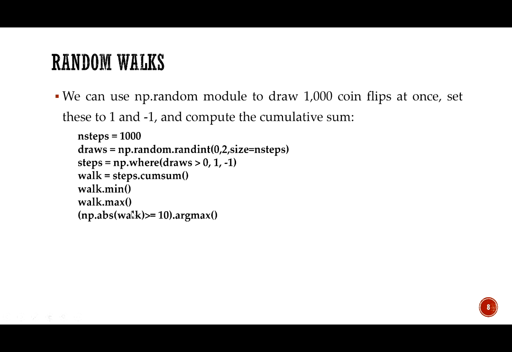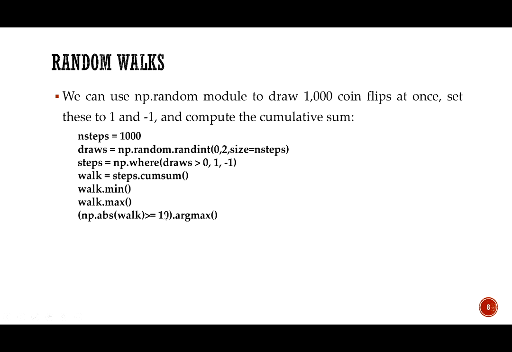We can also define more complicated statistics based on the combination of functions that we just learned. In this example, let's say a more complicated statistic is to know how long it took the random walk to get at least 10 steps away from the origin 0 in either direction. So it can be +10 or -10. So I define the condition np.abs, because either condition is acceptable, +10 or -10. So the absolute value of walk equal or greater than 10.